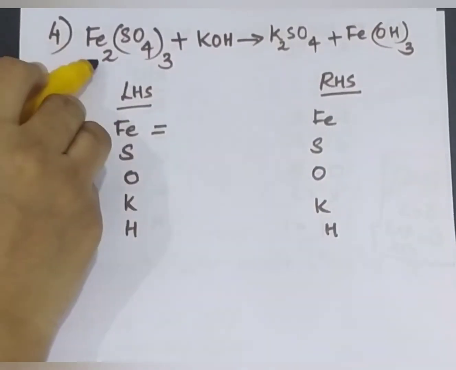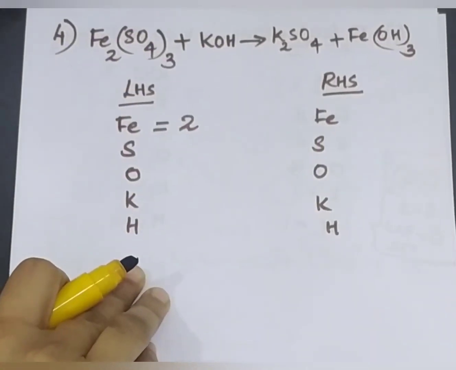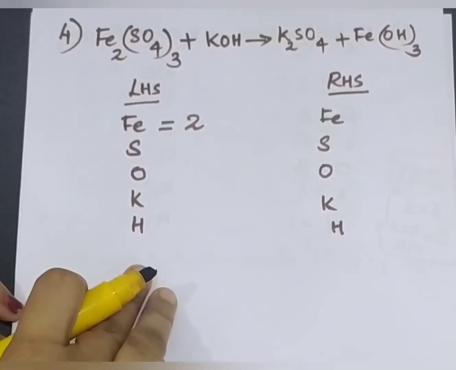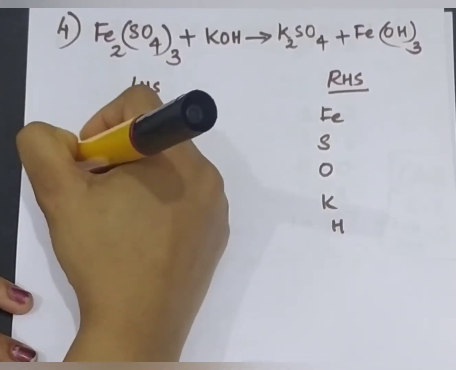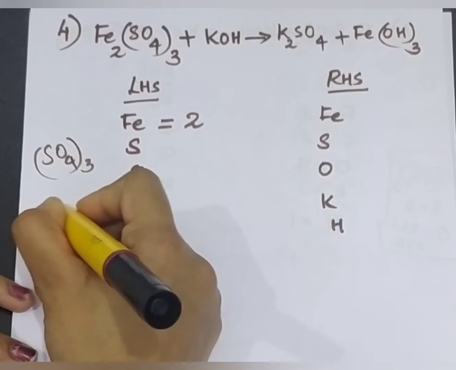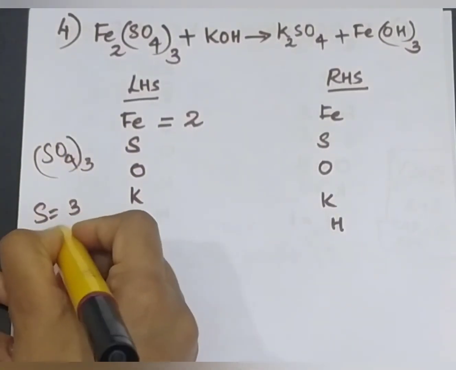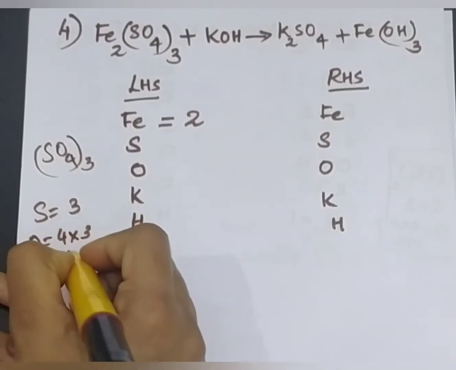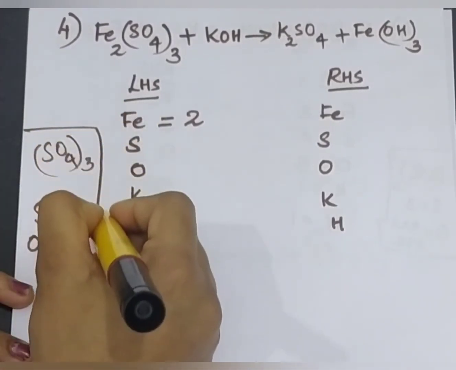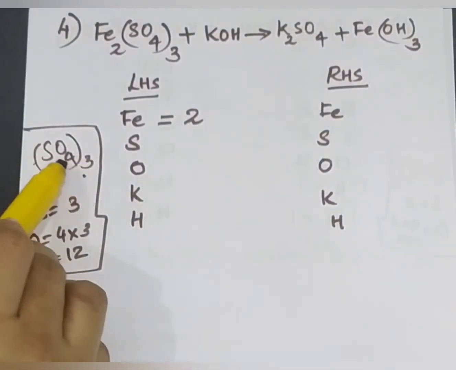So iron becomes 2. Now SO4 thrice, how will you write? Similar question we have done in the third question. So (SO4)3 means sulfur is having 3 atoms and oxygen it is 4 into 3, so 4 into 3 becomes 12. Sulfur it is 3 and oxygen becomes 12. This is how to calculate this.